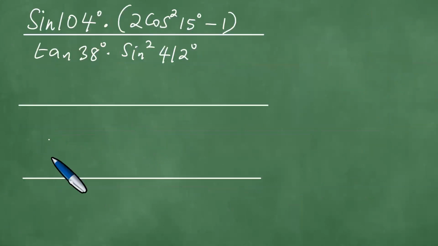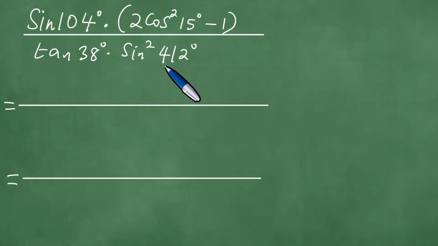Next question. Now here, the next question is as follows. Right. So in the next question, we have the sine of 104 degrees, and then we have 2 into cosine squared of 15 degrees minus 1. The tangent of 38. So in here you have the sine squared of 412 degrees.